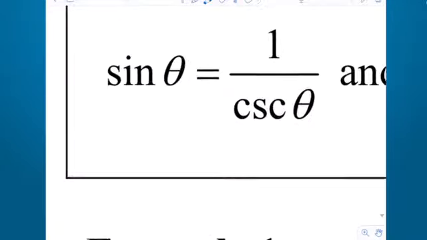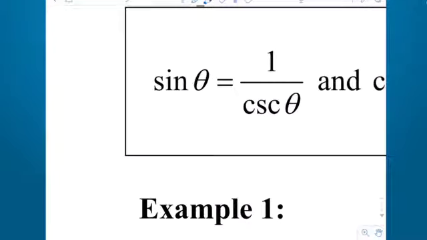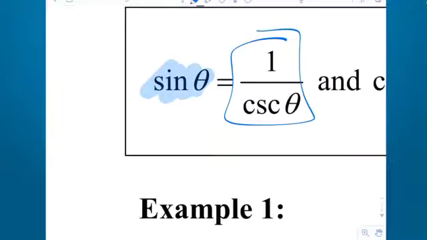So what does that mean? That means that if you're working with a sine of theta in an expression, you can replace it with 1 over cosecant, and nothing's lost. It's exactly the same. It's equivalent. Now, let's talk about the domain. Is this going to be true for all values of theta in the whole wide world?